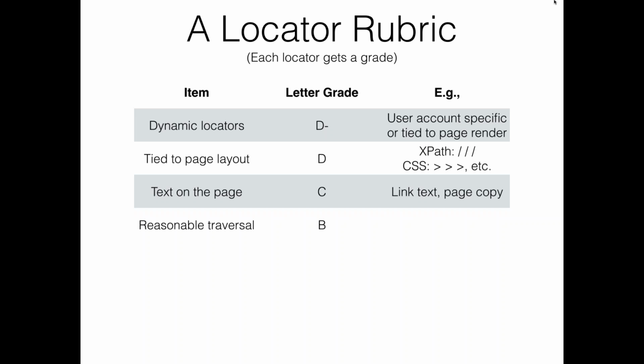So things that are reasonable with their traversal of CSS and XPath get a B. I don't have a specific concrete example, but basically the way I think about it is, if you have something on the page you want to interact with, and there is a parent and a child within it, like a widget on a page, you can scope to the top of that widget and then scope from there into a child element within it.